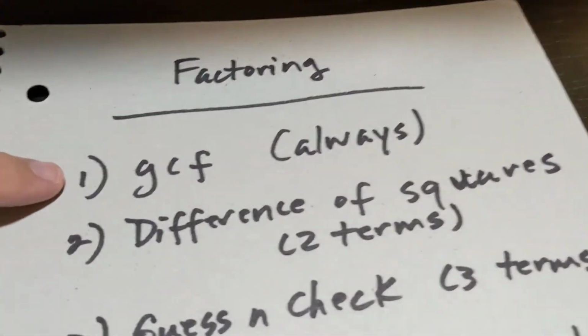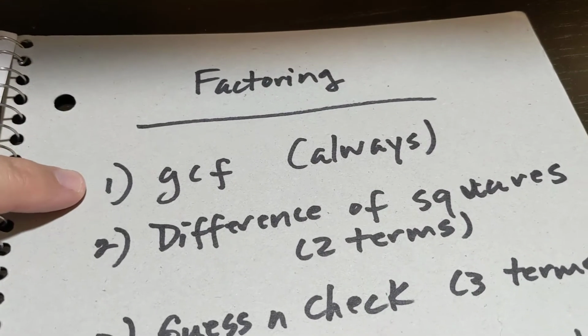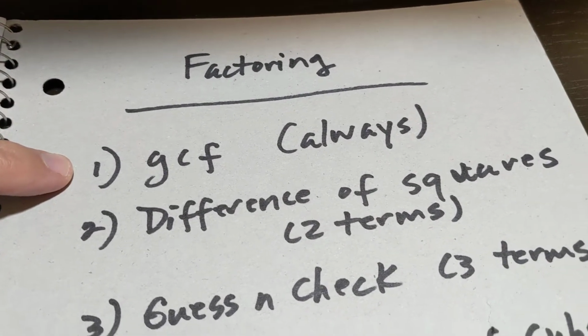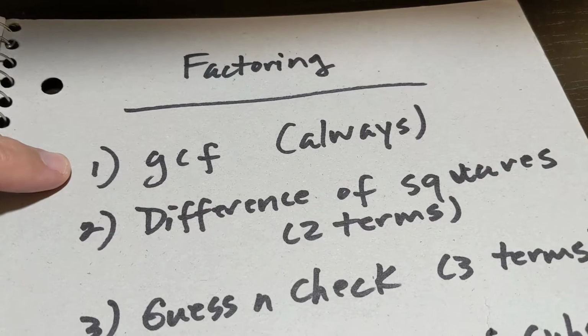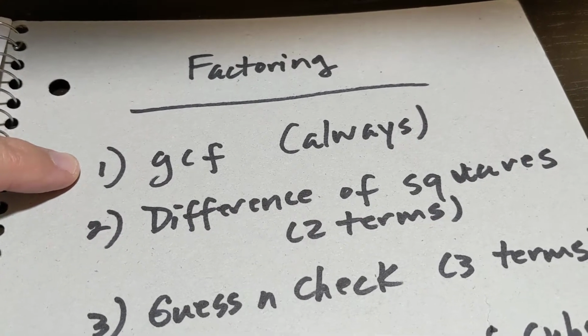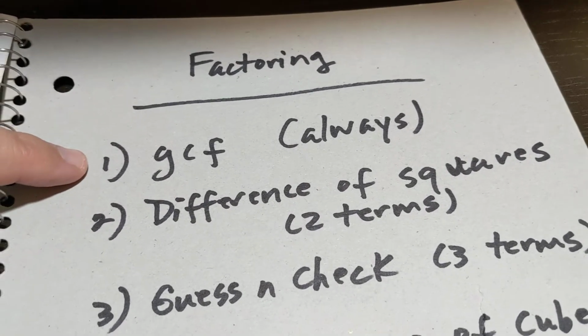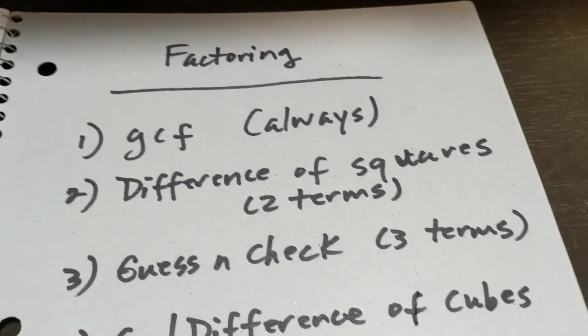So just quickly, when you're factoring, the very first thing you should try, and you should always try it, is to see if the problem has a greatest common factor. I call it GCF. So I would say always try that first.